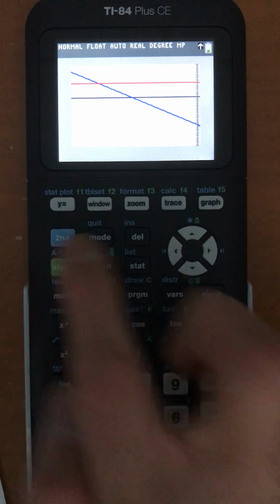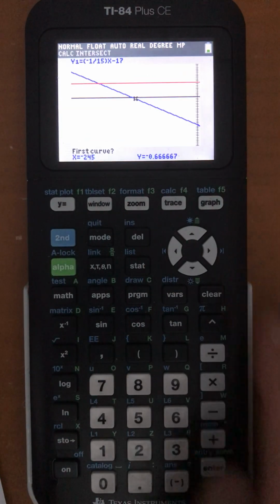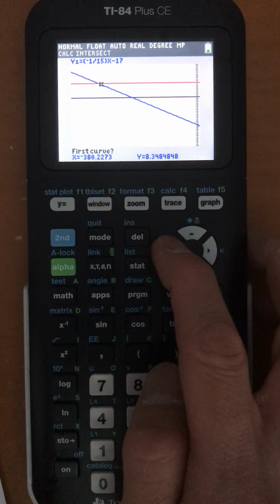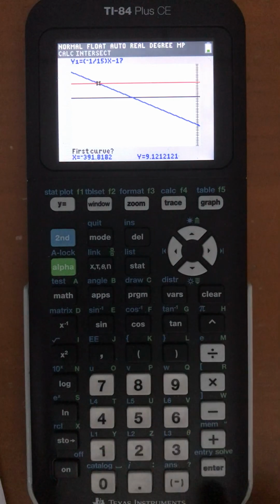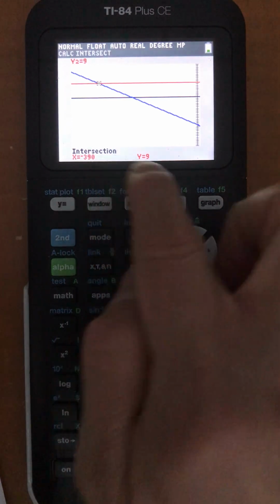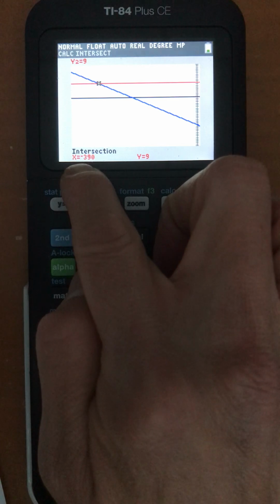Okay, now let's go second, trace, intersect. So for a y value of 9, what is my x value? So I'll put it on both curves, first curve, enter, second curve, enter, guess, enter. And so I have a y value of 9, the associated x value is negative 390.